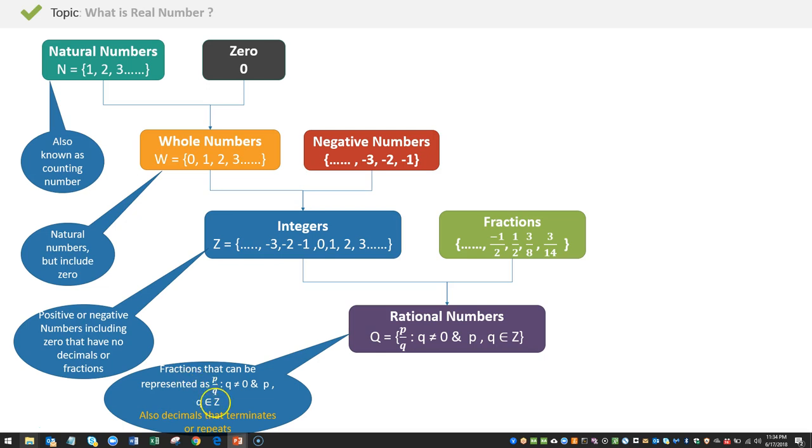Also, one thing which you need to remember, these rational numbers are fractions for which, if you try to convert them into decimals, they will either terminate or they will repeat. That means they will follow a similar pattern.